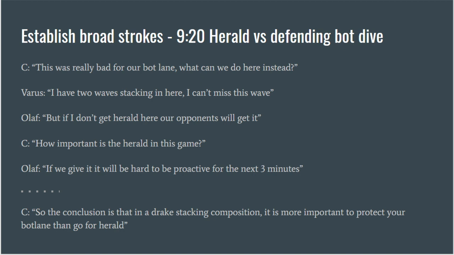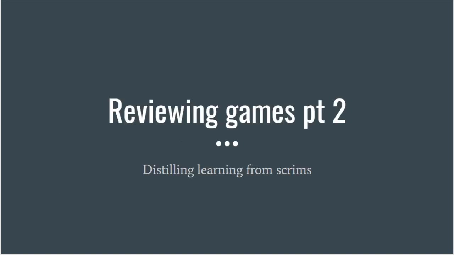Because there's going to be compositions where the correct play here will be to go for the Rift Herald because it is key to accelerating the pace of the game. But in this particular game with the Olaf composition, what we have is a Drake stacking composition, and it is more important that we protect our bot lane than go for Herald. And this is a type of shorthand notation that can be used to help players out in terms of making the right decision in the future. So that pretty much sums it up.